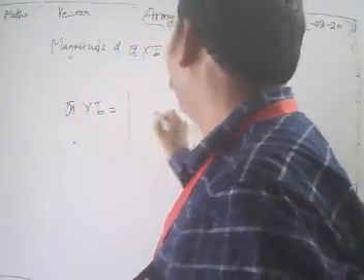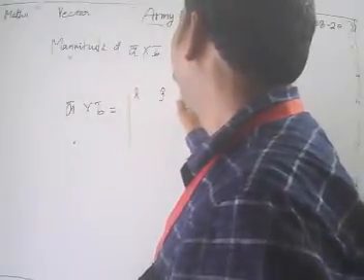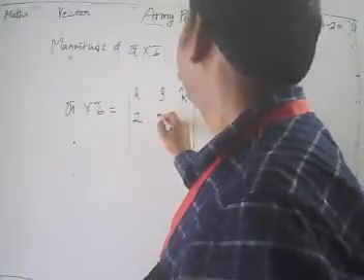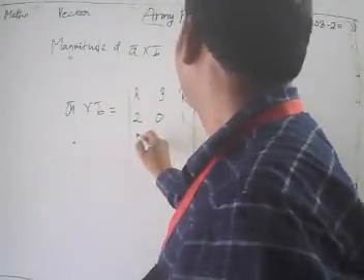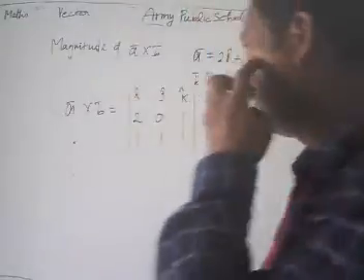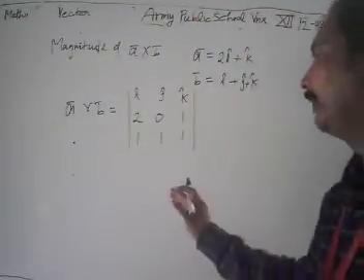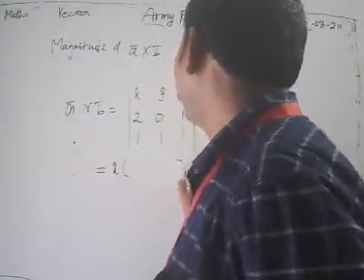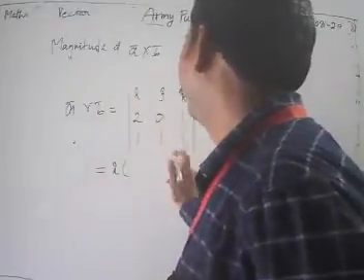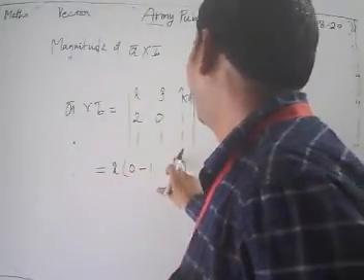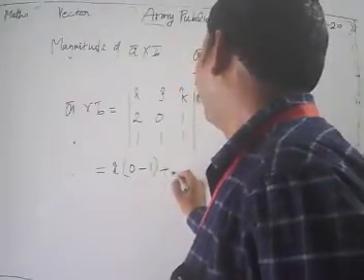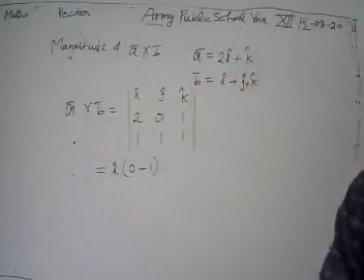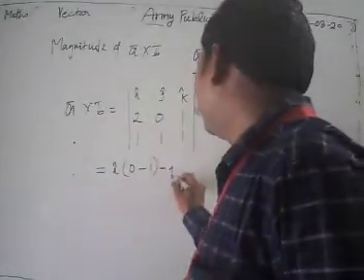In determinant form: i cap, j cap, k cap. The coefficients of A are 2, 0 and 1. Then we have 1, 1, 1. Now we find A cross B by expanding the determinant. For i cap, deleting its row and column, we have 0 times 1 minus 1, which is 0 minus 1. Then we have minus j cap.